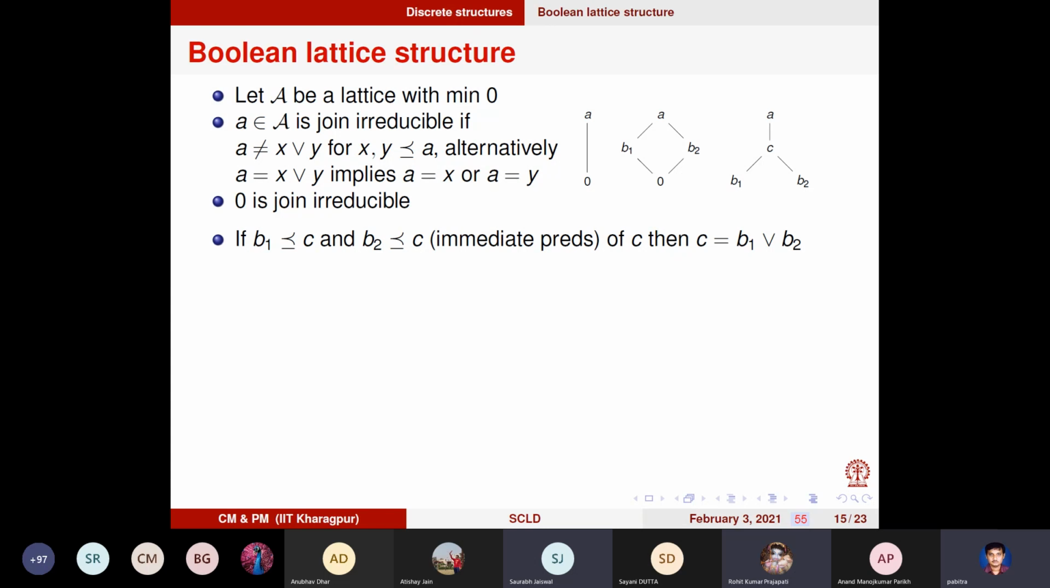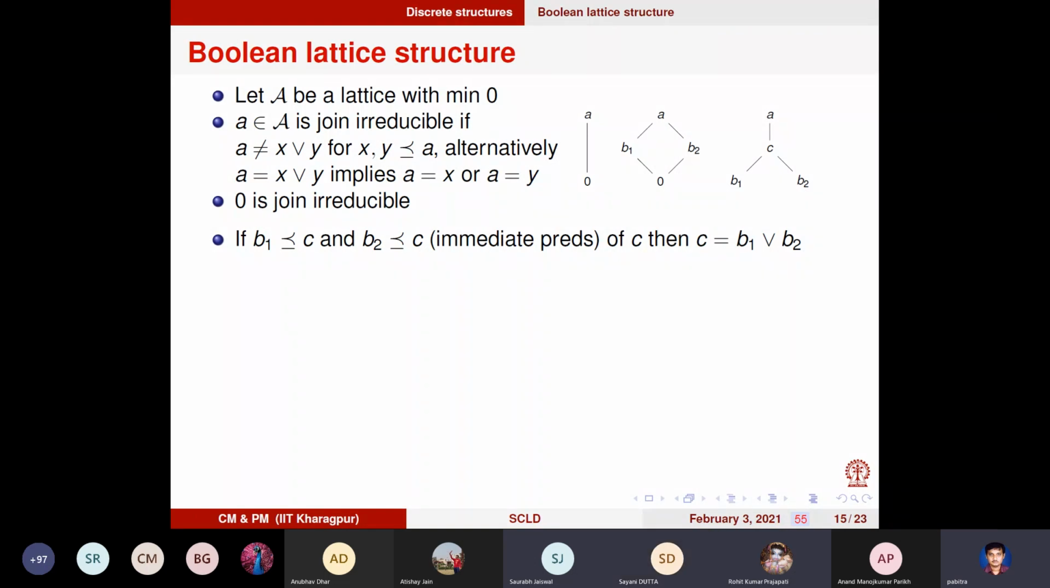So B1. Can I express B1 as a join of two elements? What is B1? Join of which two elements? B1 and 0. 0 and B1. And so I think this implies that B1 is equal to itself.